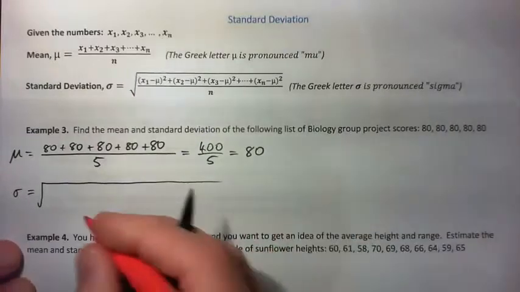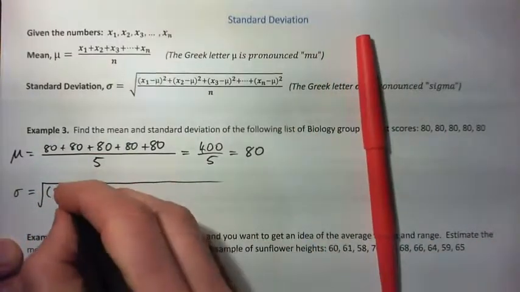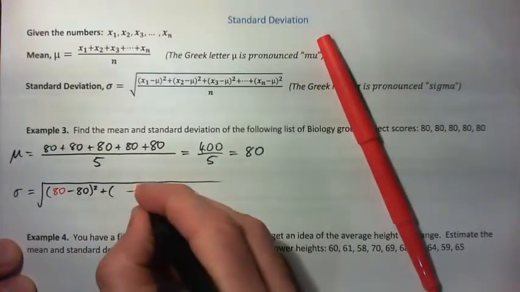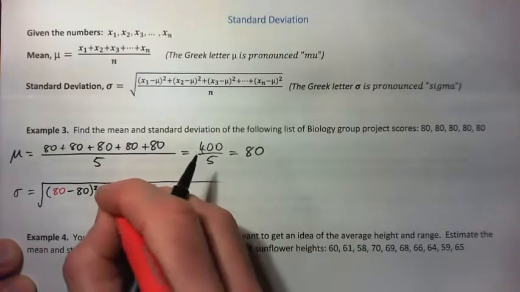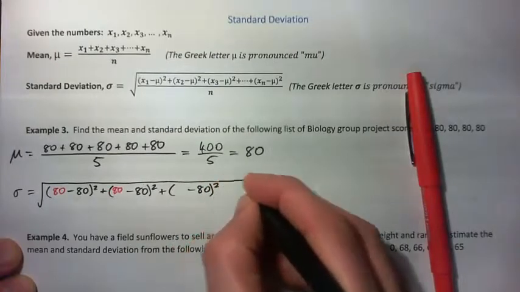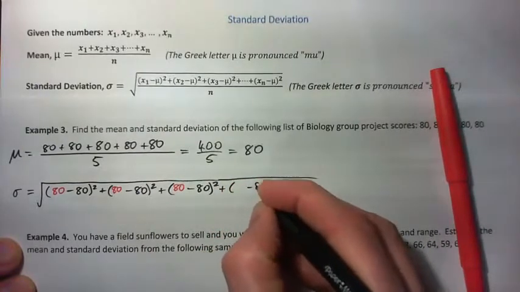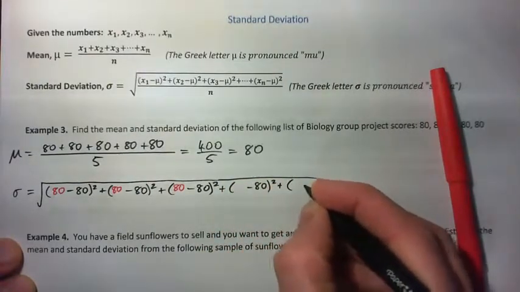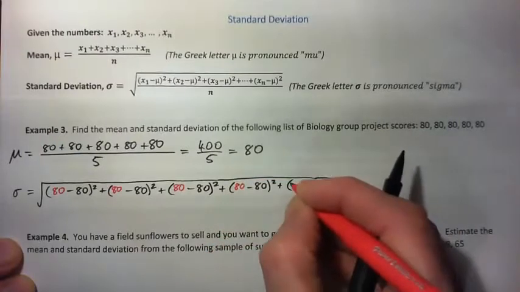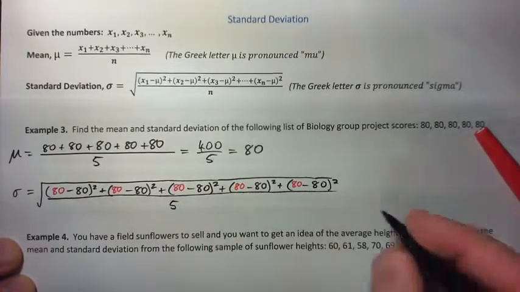we take each number in turn. So the first data point is 80. We subtract the mean of 80 and then we square it. Then we take the next data point of 80, subtract the mean of 80 and square it. And then we take the next data point of 80, subtract the mean and square it, and we just keep going like this, right? Okay, and that's all divided by 5. Okay, so what does that give us?